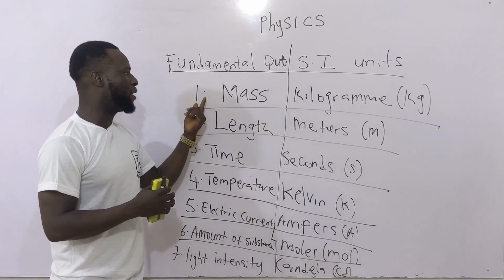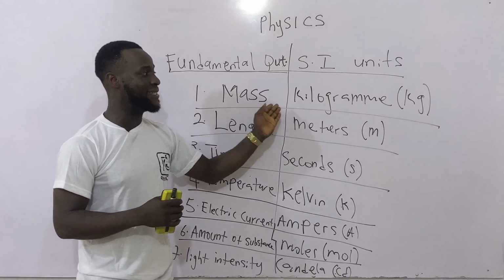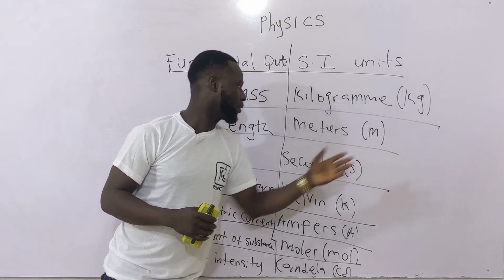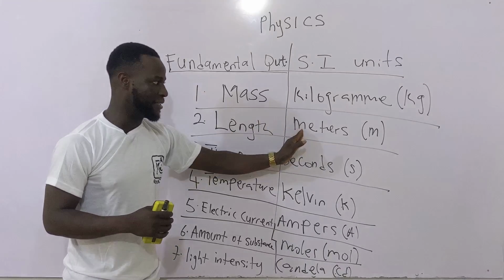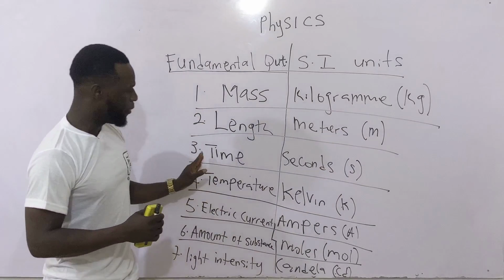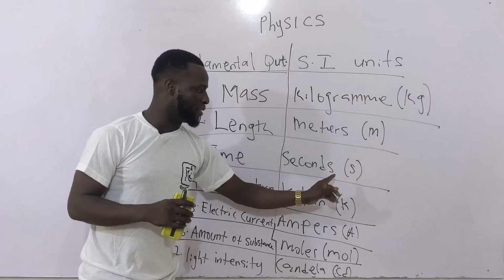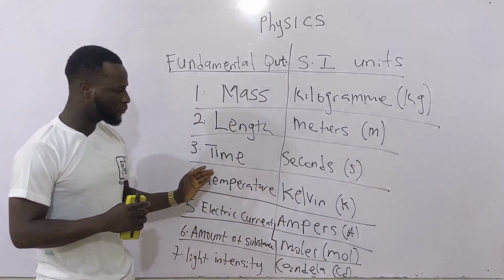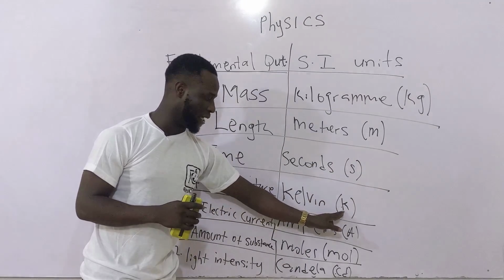So, number one fundamental quantity I'd like you to know is mass. The SI unit for mass is kilogram, which can be abbreviated as kg. We have length, and the SI unit of length is meters, which can be represented by small letter m. We have time. The SI unit for time is seconds, which can be represented by small letter s. We have temperature. The SI unit for temperature is Kelvin, which can be represented by capital K.